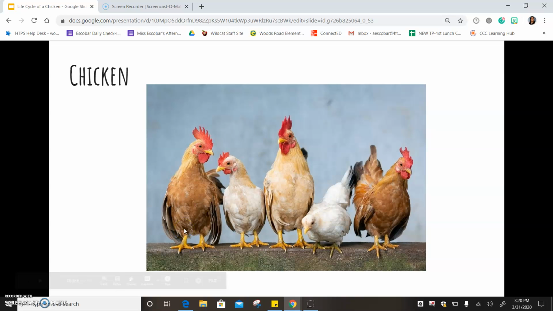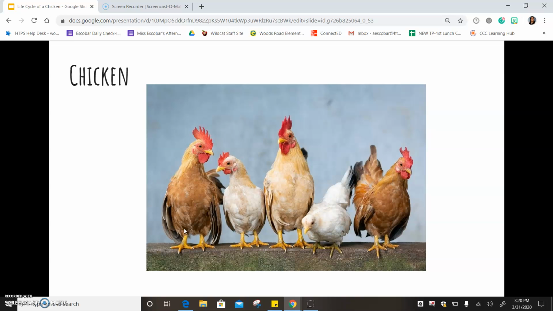So now these chicks will grow either into a hen or a rooster. And then the whole life cycle starts again, right? When there's a hen and a rooster, then the hen lays the egg, and then the egg becomes a chick, and the chick becomes a hen or a rooster or a chicken. And then it just starts all over again.